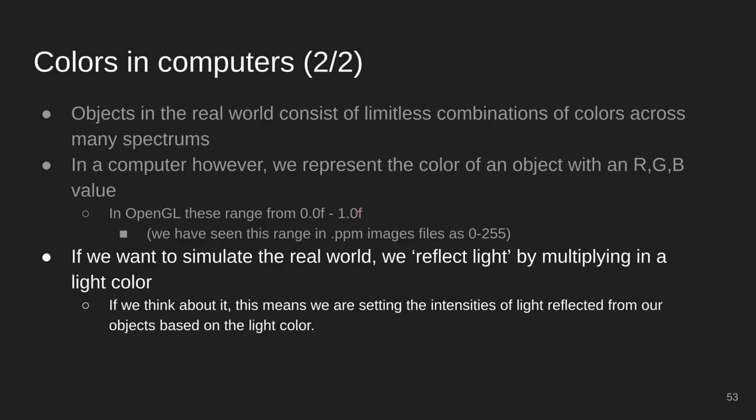So if we want to simulate the real world, we reflect light by multiplying in a light color. Okay, so we accumulate, or we're in an additive model where the R value is greater if an object's more red. If there's green in an object, the green value is higher. If there's blue in an object, the blue value is higher, and so on.